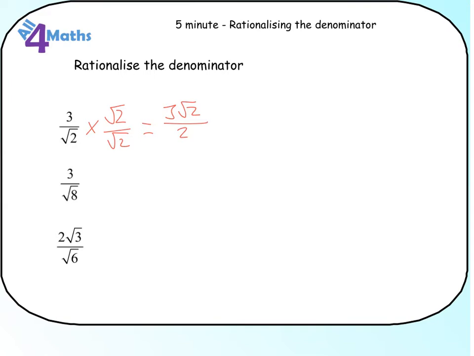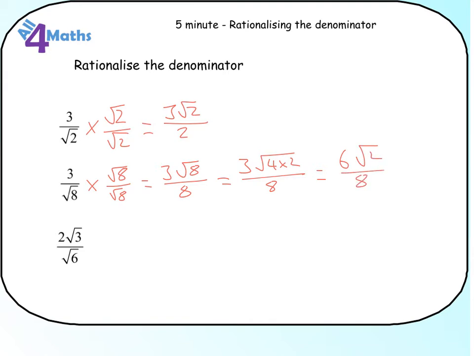The second example, same sort of idea. I'm going to multiply this by root 8 over root 8, because root 8 over root 8 is 1. So this equals 3 root 8 over 8. Now, this isn't in its simplified form because root 8 can be simplified. So this becomes 3 root 4 times 2 over 8, which is 6 root 2 over 8. This again can still be simplified as 6 and 8 have a common factor of 2. So if I halve both of those, I get 3 root 2 over 4.